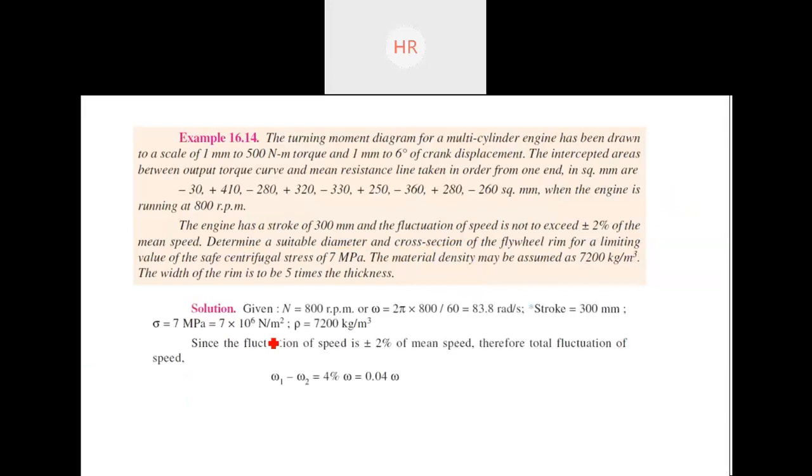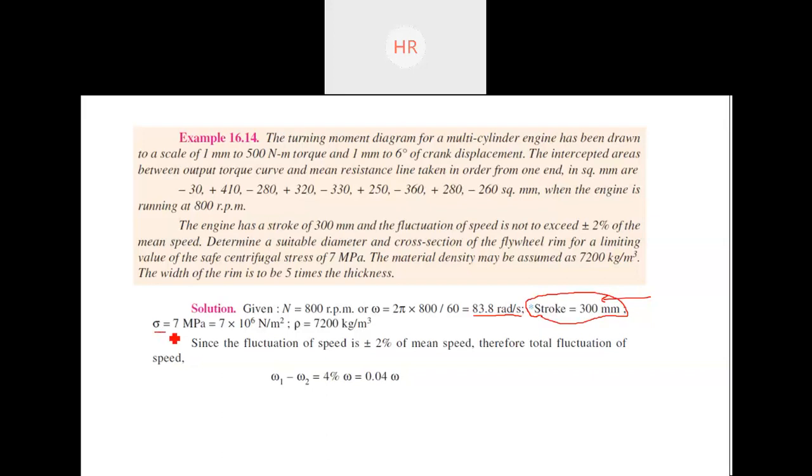So first step is to write the given data. You are given RPM 800. So from RPM you can find the mean angular velocity, omega is equal to 2 pi n by 60. We are getting 83.8 radian per second. Stroke is given to us, 300 mm. So this data is additionally given. Stroke is equal to 300 mm. Still in this chapter we have not talked about this stroke, so keep it as it is right now.